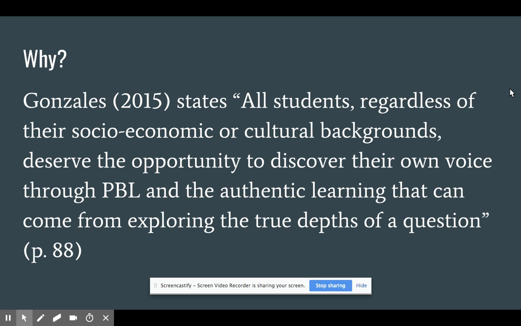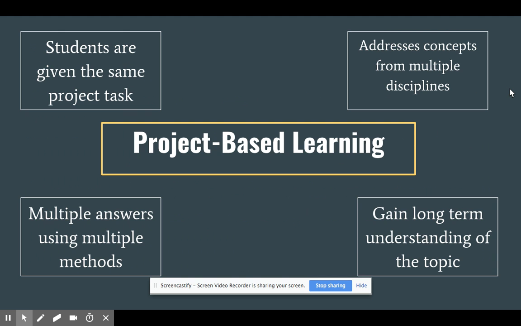For example, all students, regardless of their socioeconomic or cultural backgrounds, deserve the opportunity to discover their own voice through PBL and the authentic learning that can come from exploring the true depths of a question. So both types of PBLs, whether that's project or problem-based, have some type of core question that will drive learning for the students.